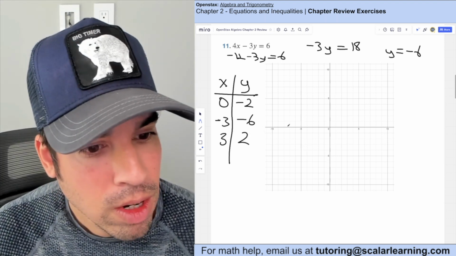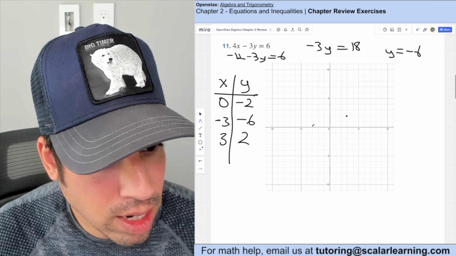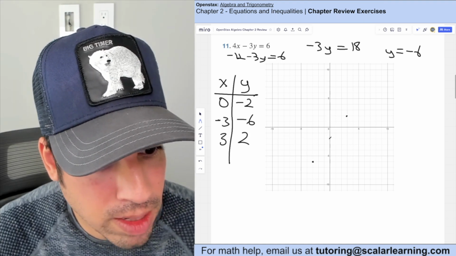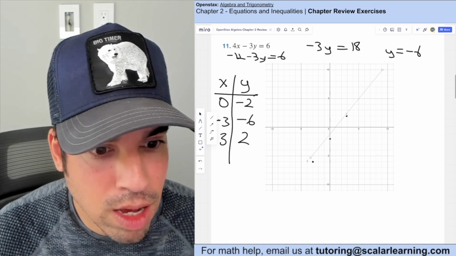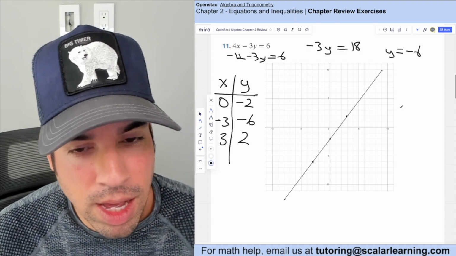We got our 3 points. So we're going to graph now. We got 3, comma 2. We've got -3, comma -6. And then we've got 0, comma -2. Now, if we plot all these out like so, boom, we have the nice graph of the line, and we're done.